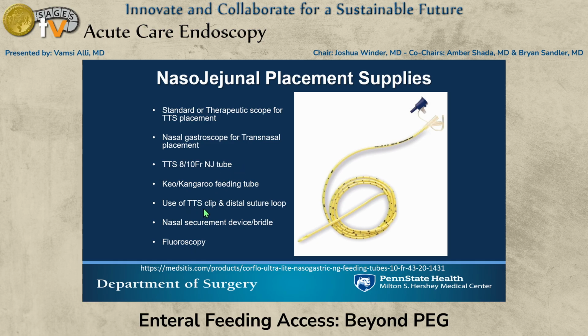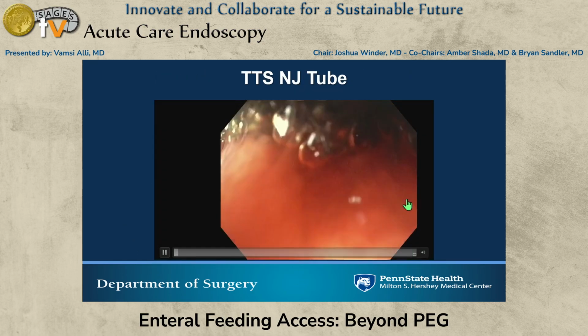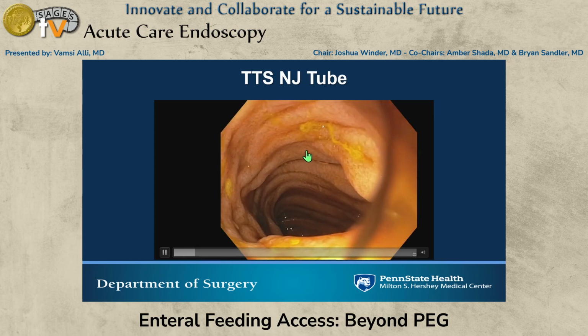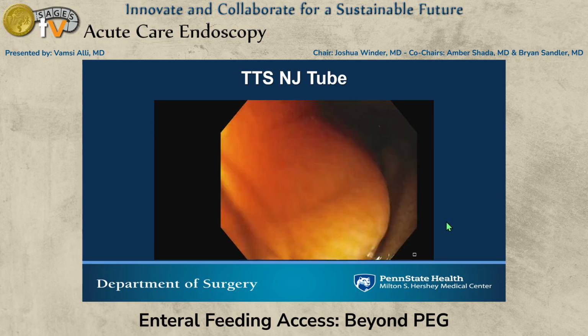All of them I do recommend grabbing with a through-the-scope clip to confirm and place it distally. This can also be done with a grasper, but my preference is to place a clip. Use your fluoroscopy liberally during this as well. This is a patient who had a GJ leak after a gastric bypass. Once the sponge was confirmed in position, I just navigated beyond that, placed a guide wire, and this is a through-the-scope NJ feeding tube that you're going to see deployed here momentarily.